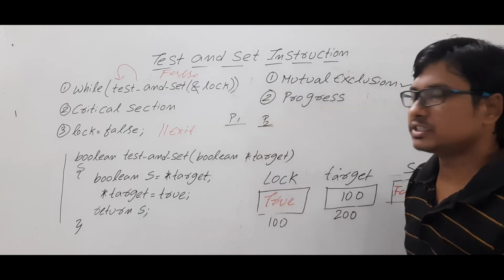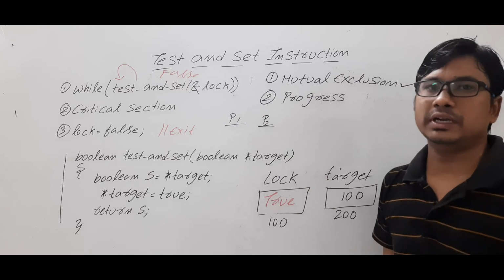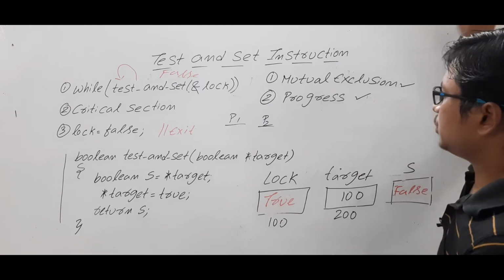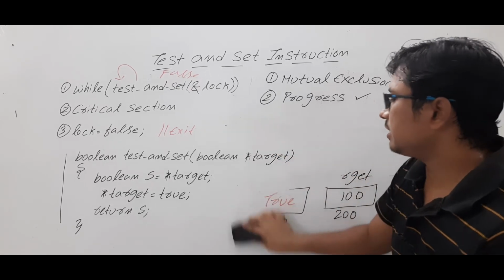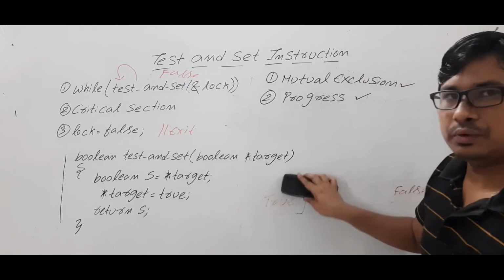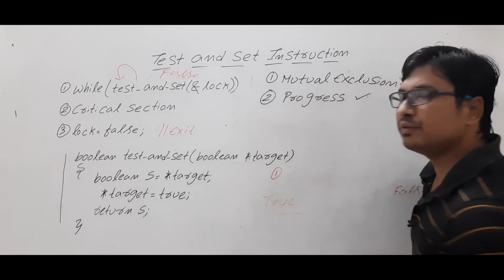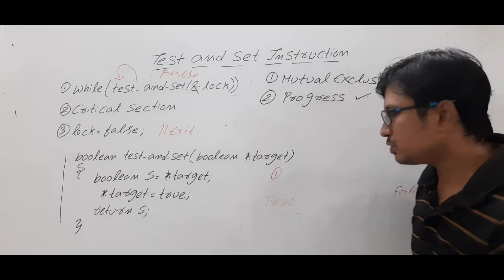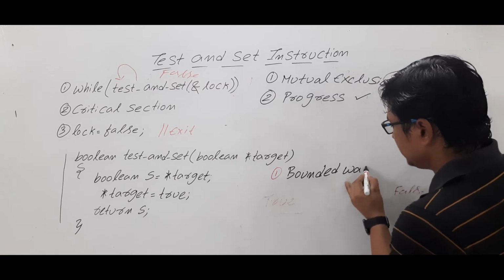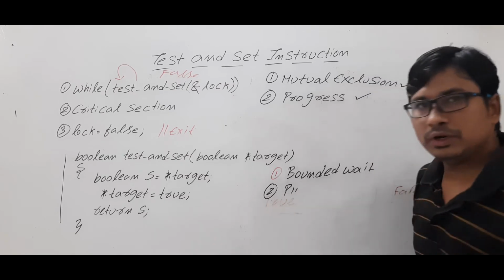In test and set instruction, if one process does not want to enter into the critical section, it will allow the other process to enter into the critical section. So even progress is achieved. Now let me discuss the secondary requirements of any process synchronization mechanism. The two secondary requirements are, one, bounded wait, meaning that there should be no starvation, and the next one is portability. Are you able to understand it or not?